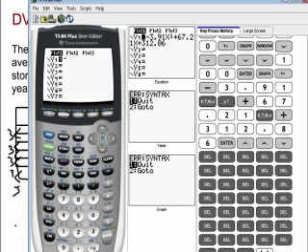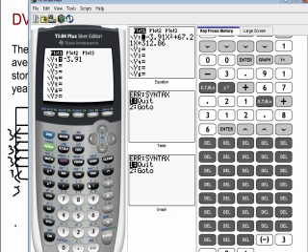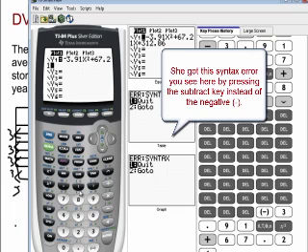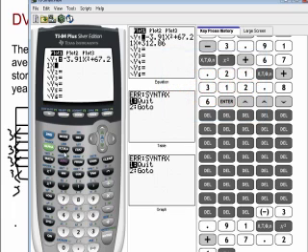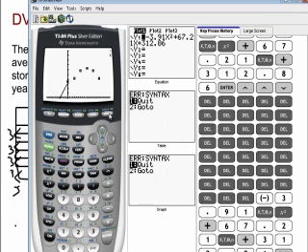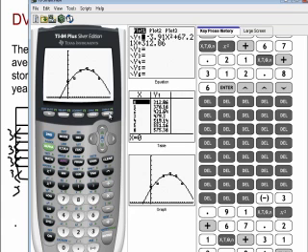So negative 3.91x squared plus 67.21x plus 312.86. And when I draw the graph again, look how my curve fits into those points.